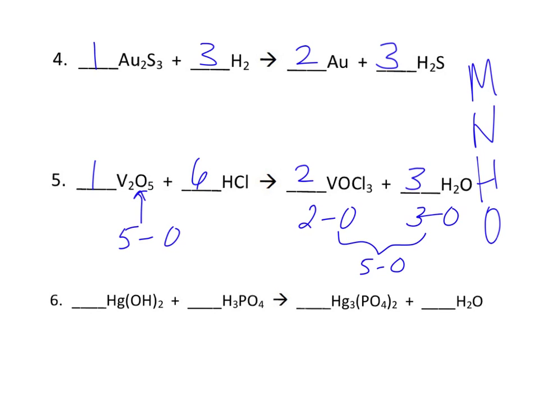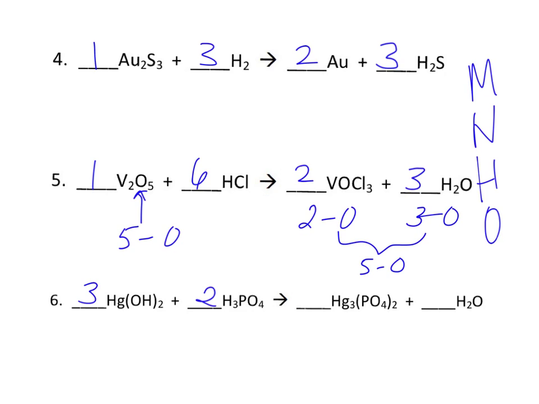So we start with the metals. Here's mercury, and mercury is over here. There are 3 on the product side and only 1 on the reactant side, so I'm going to put a 3 here. And then next I'm going to go to phosphate. So I have 1 phosphate here and 2 phosphates here. So I'm going to need 2 of these. Now I can't keep hydroxide together on this side because it's not on this side. There's a way to do it with this, but I'm not going to go into it here. I might go into it when we talk about these types of reactions.